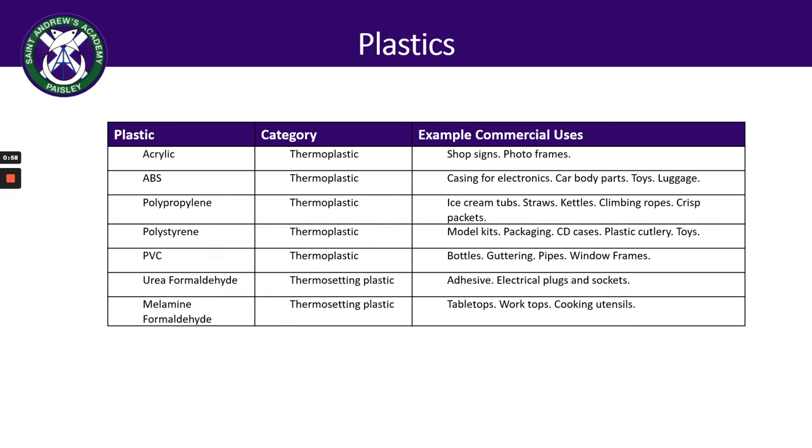The other type of plastic is thermosetting, and these are the opposite. So they cannot be reheated and reshaped many times. Once they have been shaped, they just stay that way. So that's the way they are for the rest of their useful life. Examples of thermoplastics are acrylic, ABS, polypropylene and polystyrene. And some examples of thermosetting plastics, we have urea formaldehyde and melamine formaldehyde.